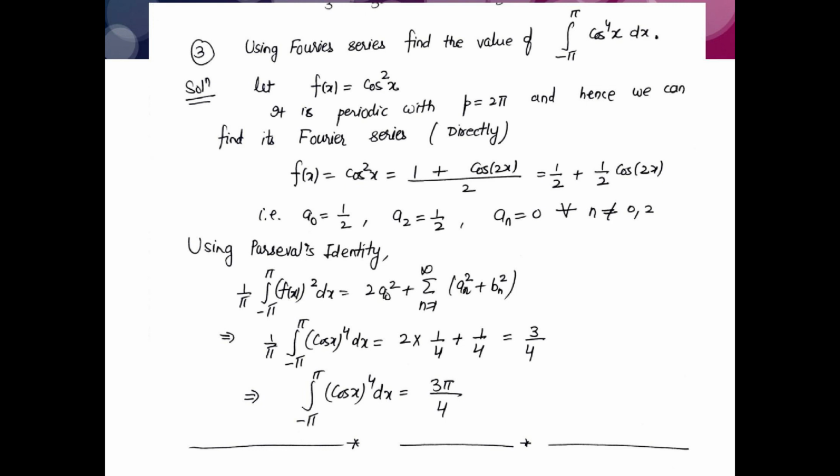Now we use Parseval's identity, which is 1/π times the integral from -π to π of f(x) whole square dx. This is equal to 2a0² plus the summation over n from 1 to infinity of (an² + bn²). Put all the values, that is f(x), a0, ai's and bi's. Simplify this and finally we get its value as 3π/4. We can evaluate other complex integrals also, but this is one of the important numerical problems.